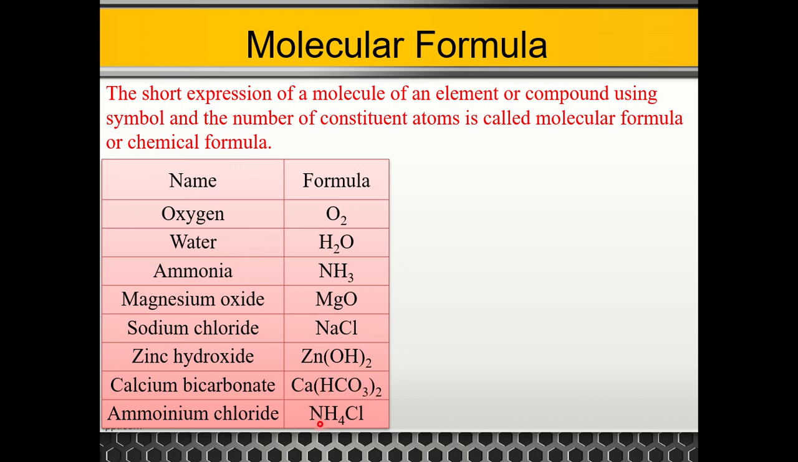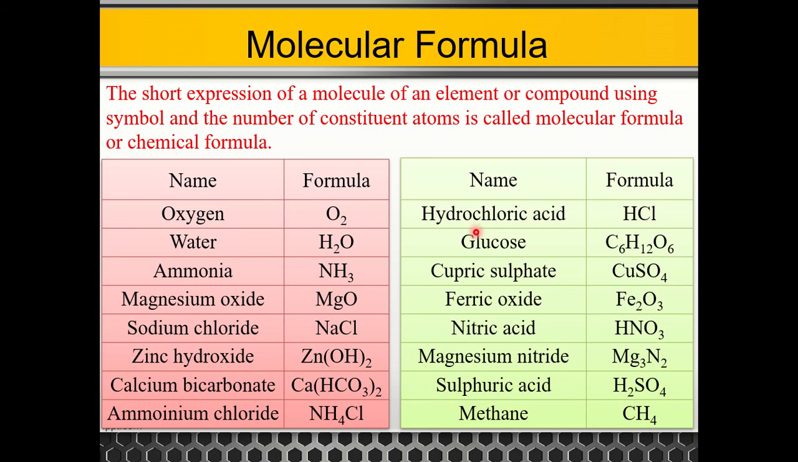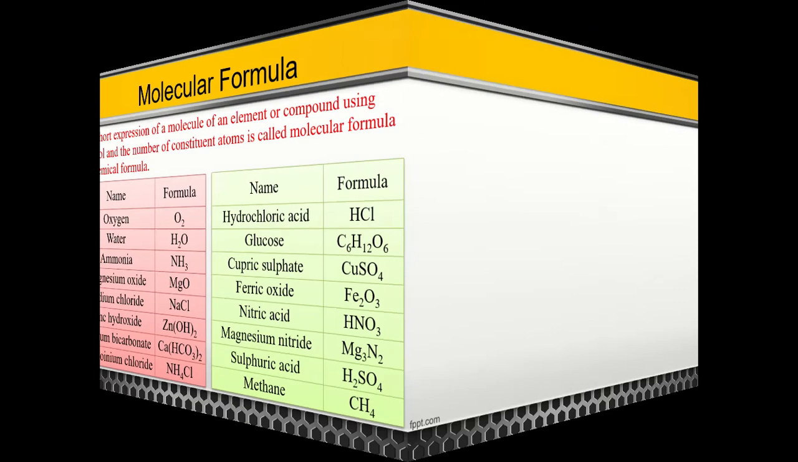Ammonium chloride NH4Cl, hydrochloric acid HCl, glucose C6H12O6, cupric sulfate CuSO4, ferric oxide Fe2O3, nitric acid HNO3, magnesium nitride Mg3N2, sulfuric acid H2SO4, methane CH4. There are also many formulas. You can write the formula by combining the atoms and by using their valency.